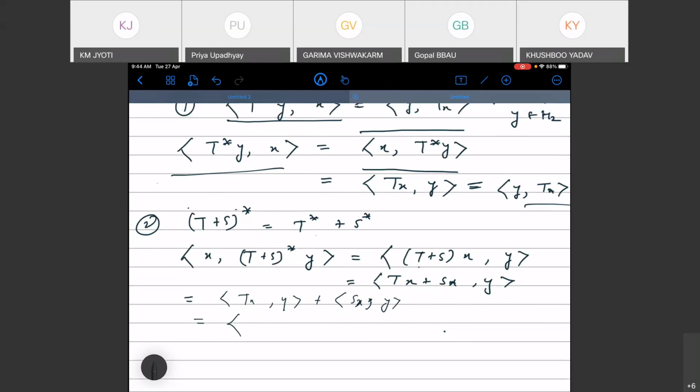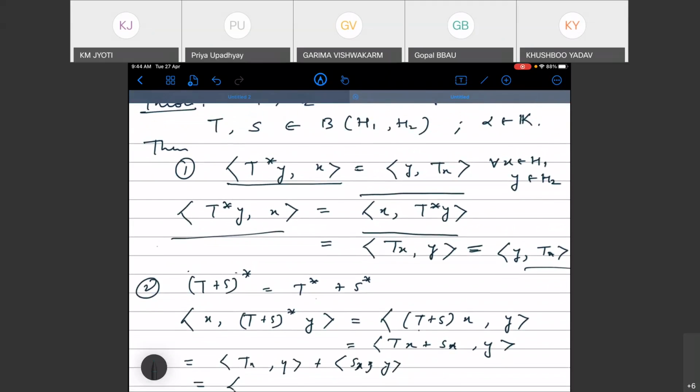यहाँ पर क्या था ना, ⟨Tx, y⟩? यहाँ पर क्या है? कहाँ पर क्या है? ओ ये T star था यहाँ पर, ⟨Tx, y⟩ same as? नहीं, T star नहीं था। इधर देखो, ⟨Tx, y⟩ इधर देखो.